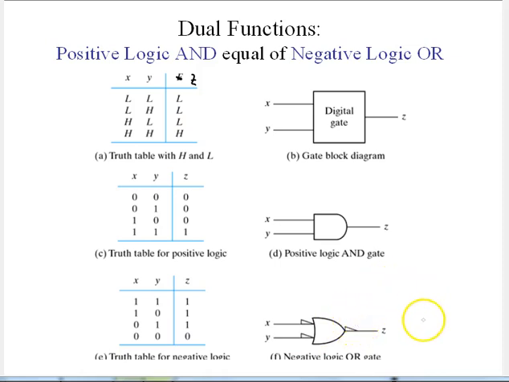Now that's different from our bubble, right? Our bubble, that's a NOR gate, and that's a positive logic NOR gate. So we want to differentiate between the electrical specification and the binary logic values.